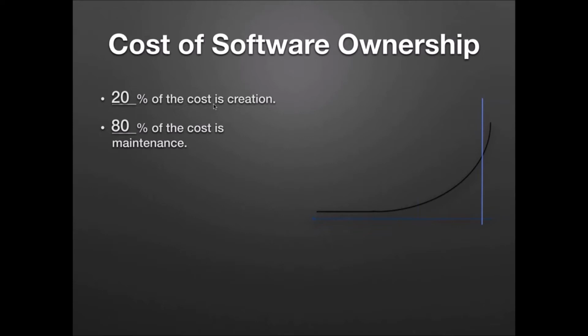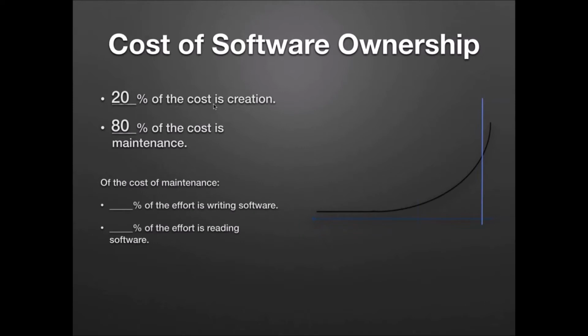Well, think about the cost of maintenance for a moment. If the cost of maintenance is 80%, let's break that down further. Let's think about different aspects of maintenance. There's the effort of writing the software, and then there's the effort of reading the software. If you look at that 80%, what are the two numbers that would fit into the effort of writing software versus the effort of reading? So go ahead and think about that in your head a moment. Think about what percentage of the effort you personally or your teams spend in writing the software versus just understanding the existing software.